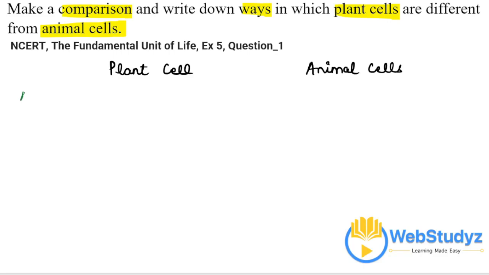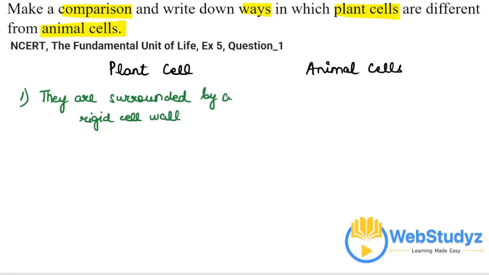So the first point, which is the major differentiation point, is that plant cells are surrounded by a rigid cell wall. Cell wall is present in plant cells, but cell wall is absent in animal cells.